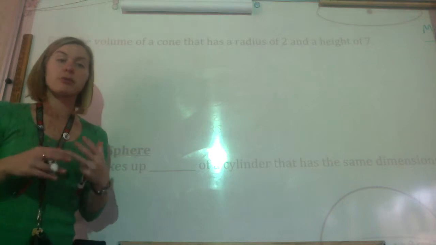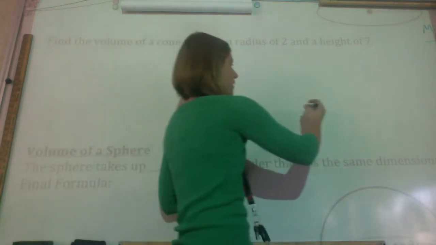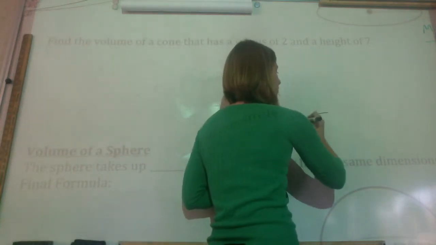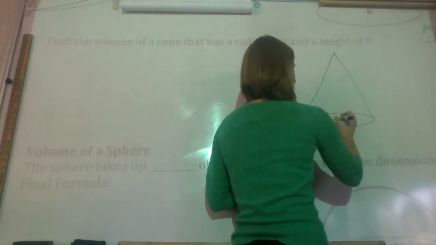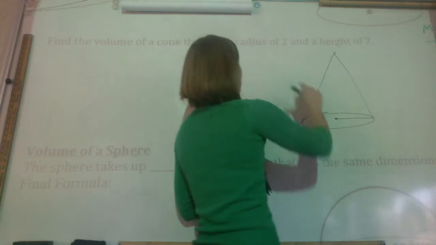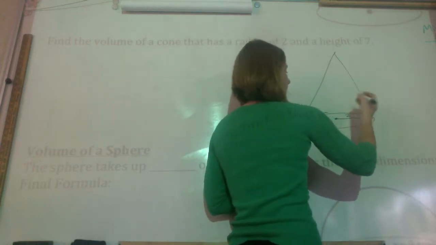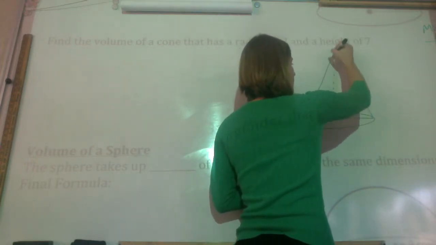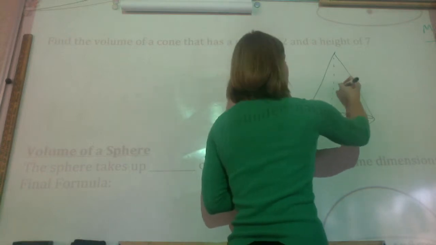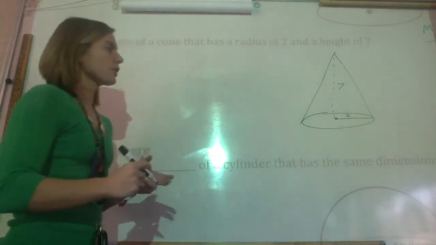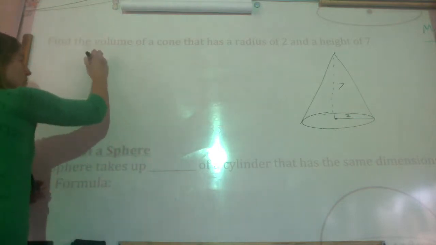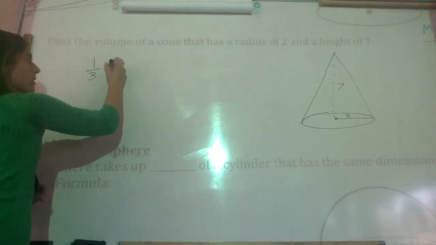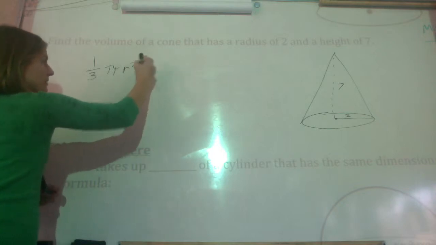I always like starting with drawing a picture. So we can start with drawing a circle for the base, and then it just kind of comes up to a cone. So our radius was 2, and our height, that's not straight, is 7. So that's what we're going to be finding the volume of. So remember, the formula is 1/3 pi radius squared times the height.